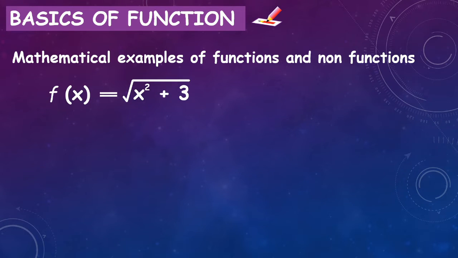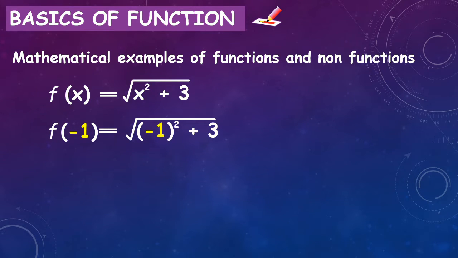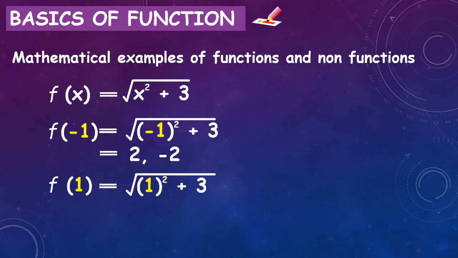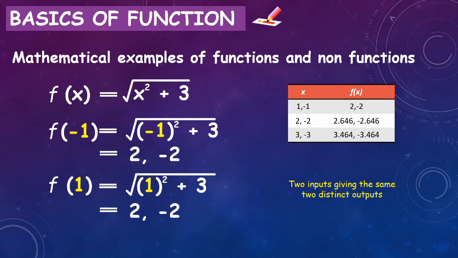One last example here. We have f(x) = the root of x squared plus 3. We substitute negative 1 into x and we get an answer of 2 and negative 2. But interestingly enough, if you were to substitute positive 1, you are also going to get the same answers, 2 and negative 2. This is a rare case of a many-to-many relation, and no, this is not a function.